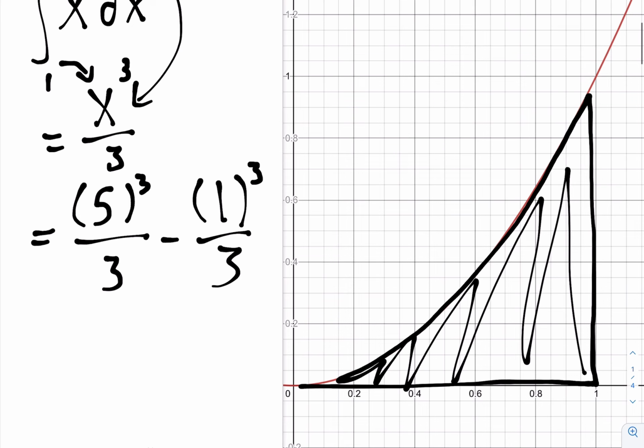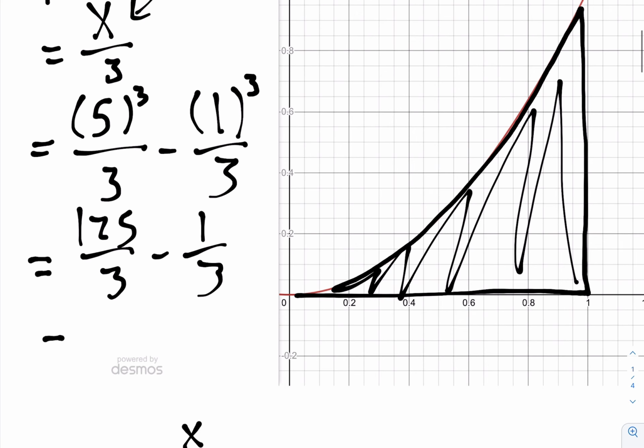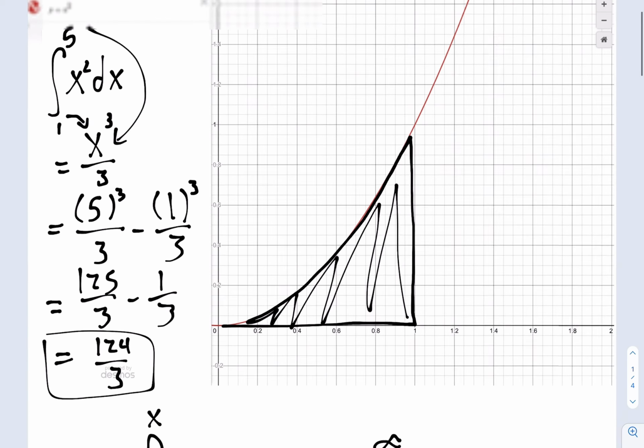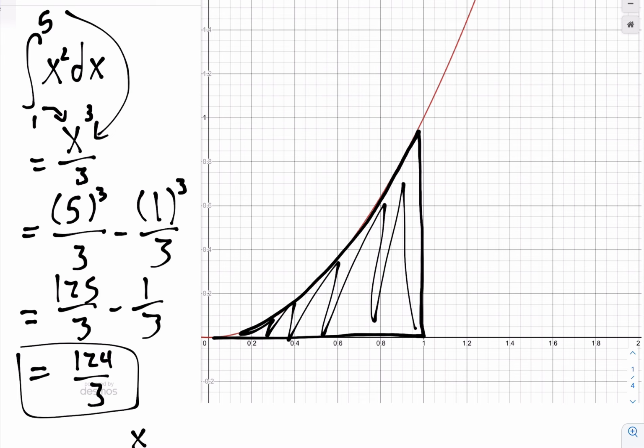And this is going to give you the area under the curve. I don't have my calculator here, but it'll be 125 over 3 minus a third. So it'll be 124 over 3. You can't divide that by 3, so you leave it as a fraction, but that's going to be about 40. Okay, so 40 units is going to be your area.